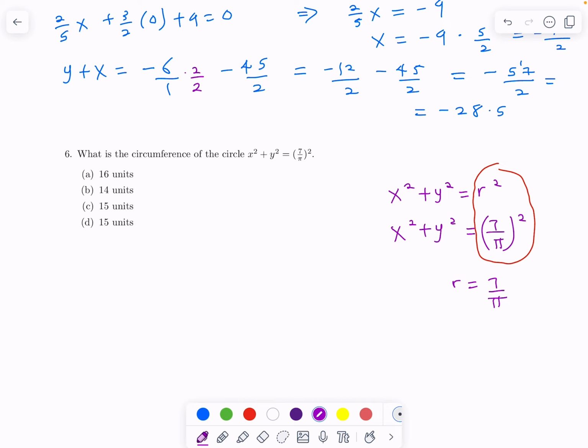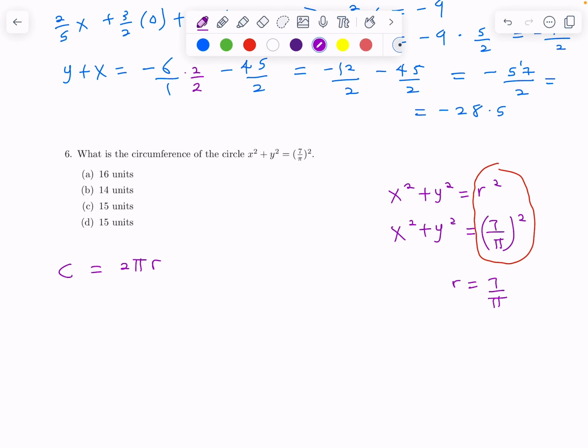Now, what is the equation for the circumference of a circle? So I'm going to put C for circumference of a circle is 2 pi R, right? The R there is the radius. So since I know my radius is 7 over pi, I have 2 pi times 7 over pi, and then I can just divide, right? This pi, we cancel this pi. So this is just going to be equal to what? This is going to be equal to 14. And that's 14 units. So B. B is the solution there.